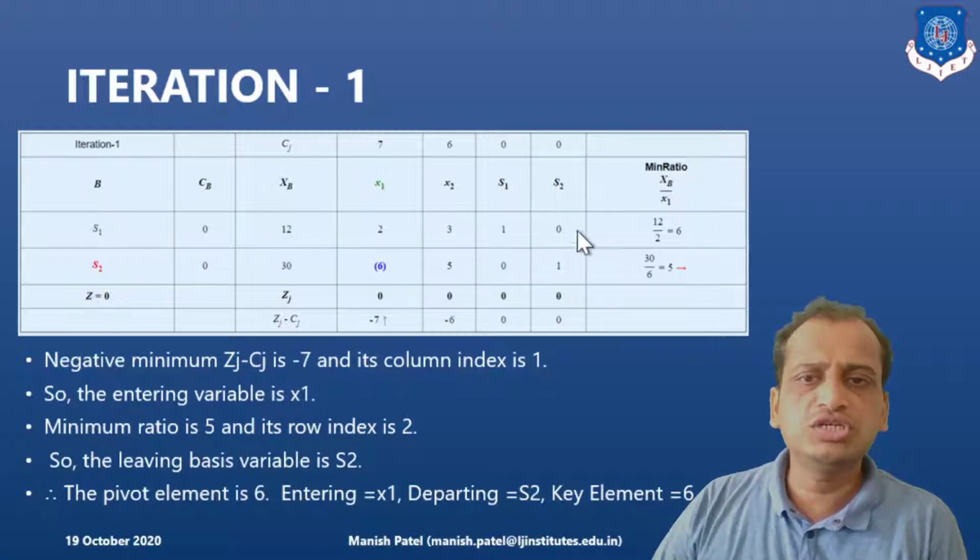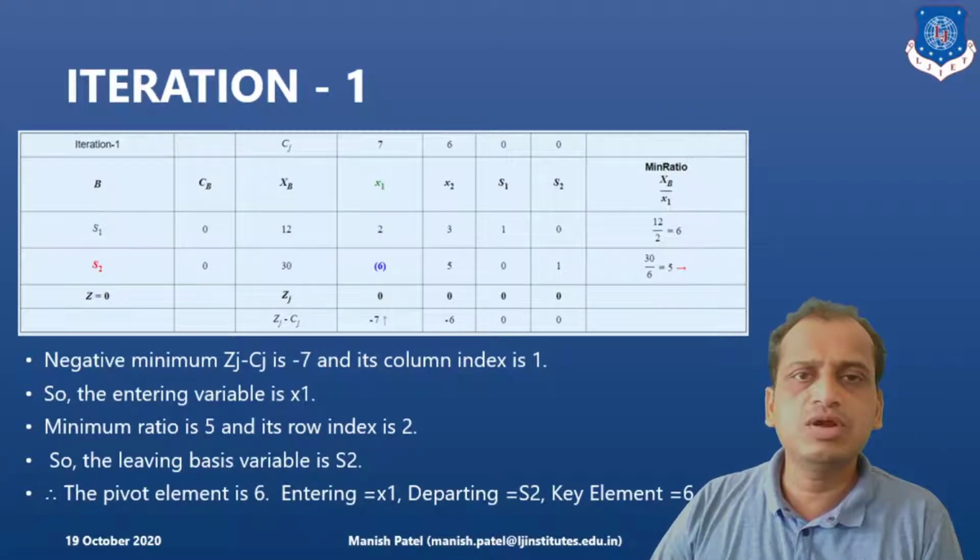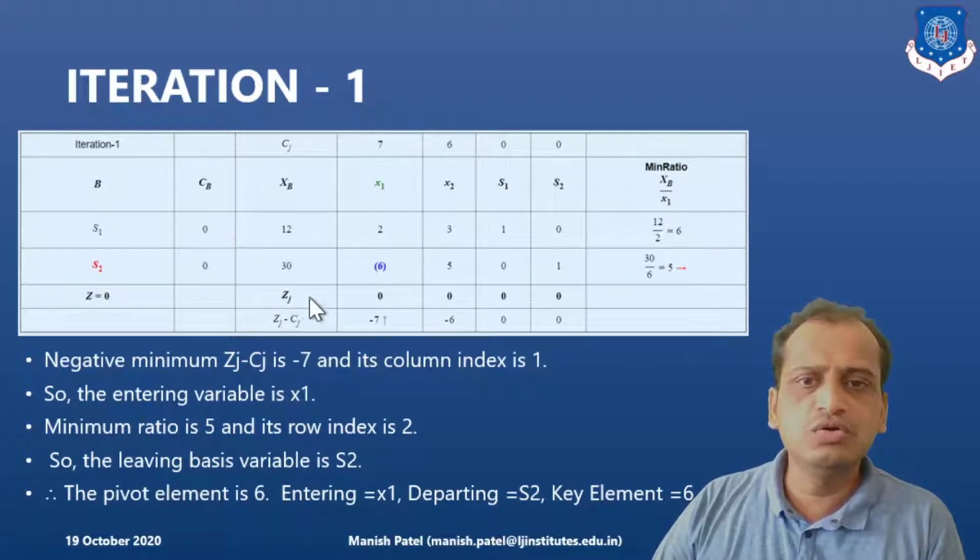And also the coefficients of the constraints I have written here. The basic variables are s1 and s2. Now, with the help of the linear programming simplex method, we will calculate Zj first. Since these two are 0, we get Zj equal to 0 here, because 2 into 0 plus 6 into 0 is 0. Then Zj minus Cj: 0 minus 7 is minus 7, 0 minus 6 is minus 6, 0 minus 0 is 0, and likewise.